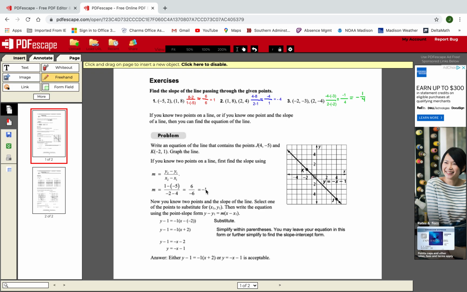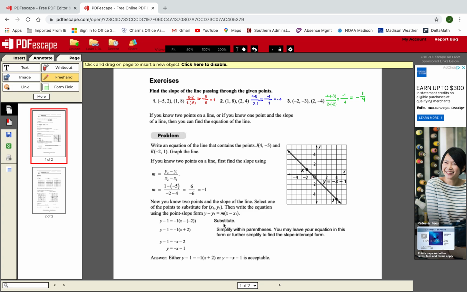That's our slope. We're not done. So if you have the slope and a point, and we actually have 2 points, but you can pick either one you want, you can put it in point-slope form. So now that you know 2 points and the slope of a line, select one of the points to substitute for x1, y1 in the point-slope form. And here's the point-slope form: y minus y1 equals m times x minus x1.